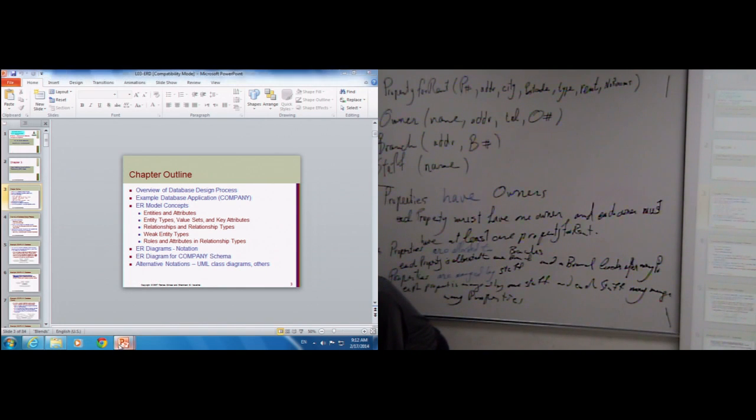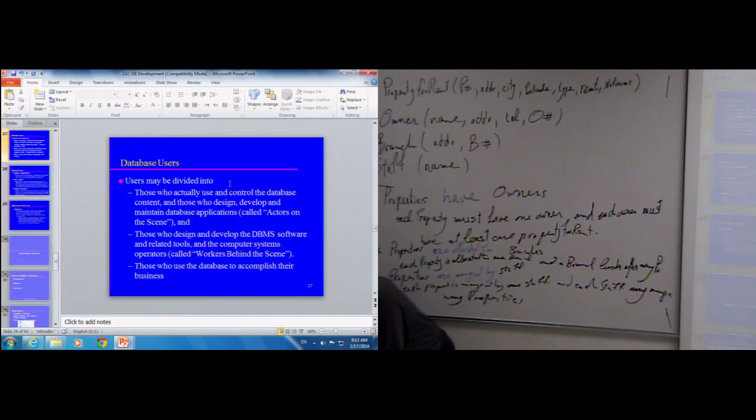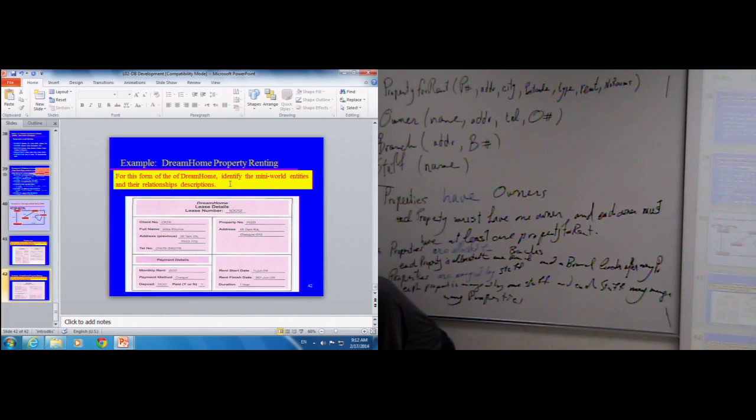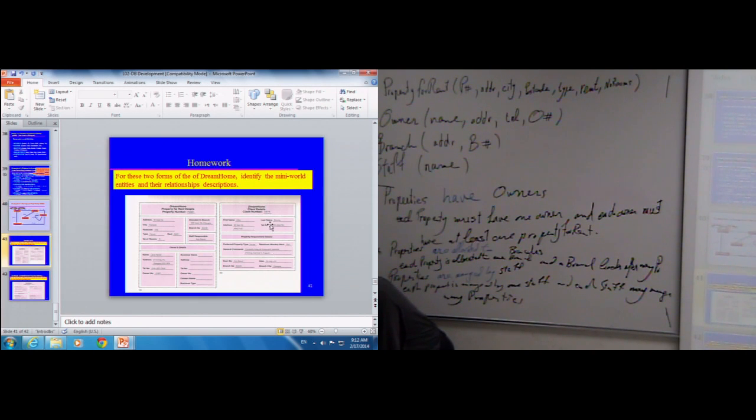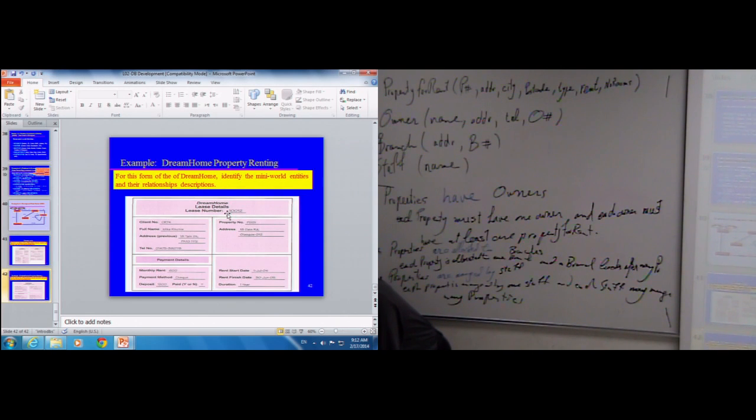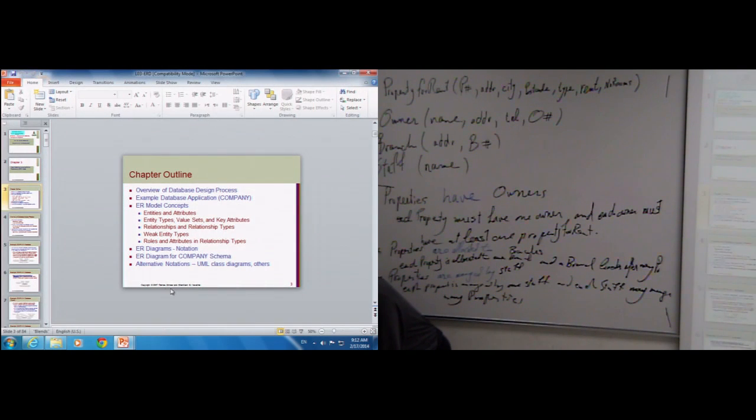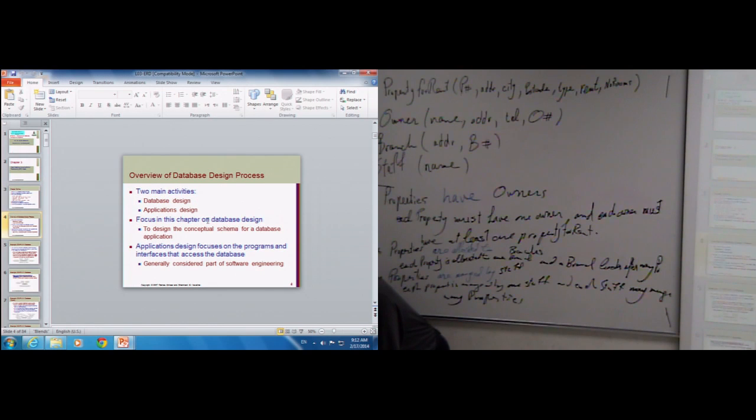Let me show you the forms again. This form, the client details, and this form, the lease details. Do the same as we did for this form, property for rent. Okay? Now the ERD.